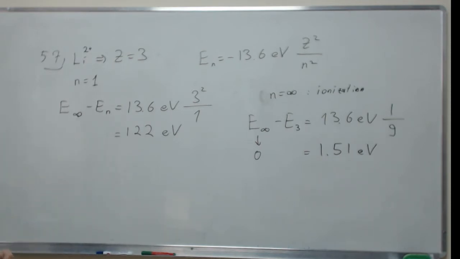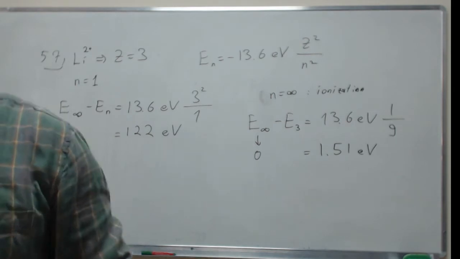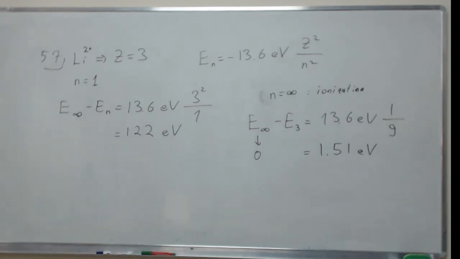Then our Bohr model and this formula becomes applicable. Though perhaps for very high numbers, again, you might run into some difficulties. But in general, we say that this is applicable. All right, so yeah, this is 122 electron volts.